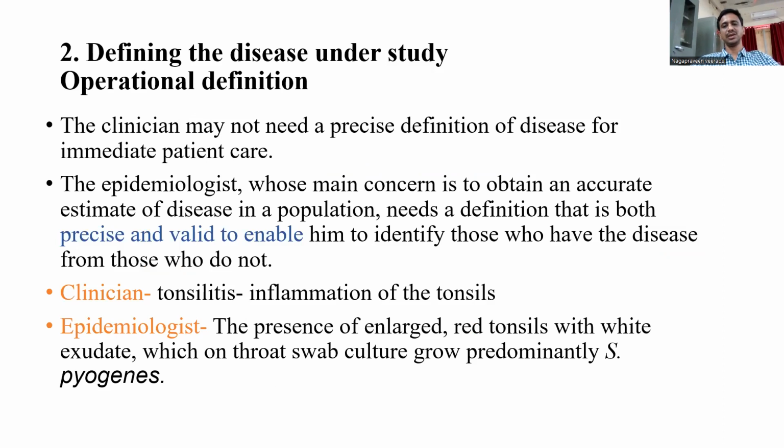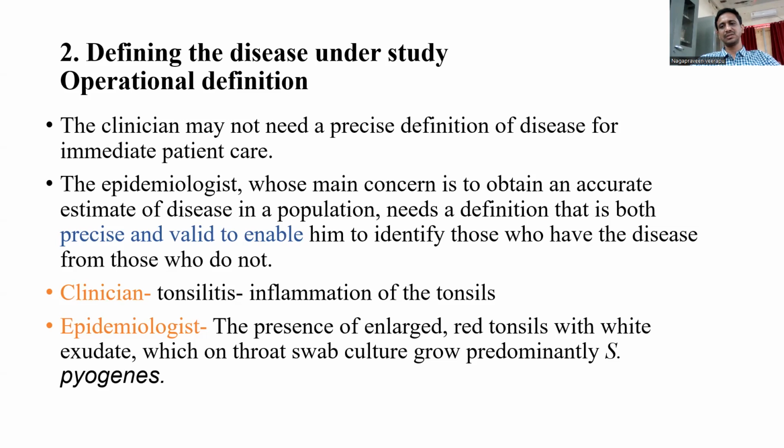Defining the disease under the study, that is operational definition. A clinician may not need a precise definition for the immediate care of the patient, but the epidemiologist, whose concern is to obtain an accurate estimate of the disease in a population, needs a definition that is both precise and valid to enable him to identify those who have the disease from those who do not have the disease. Means the epidemiologist should have a definition which is precise, valid, doesn't change, and is applicable throughout the study.